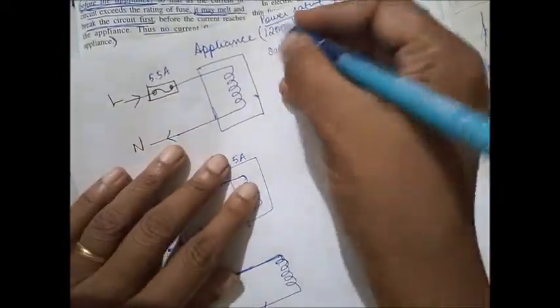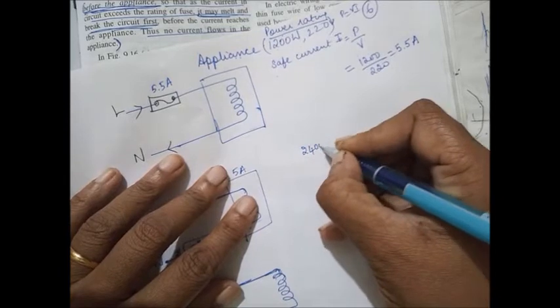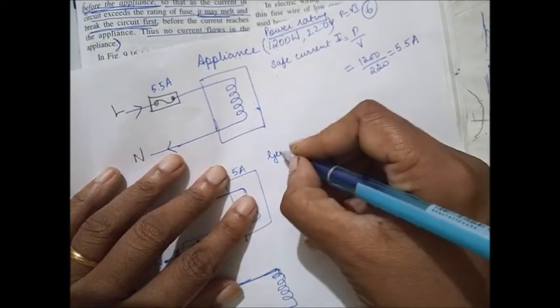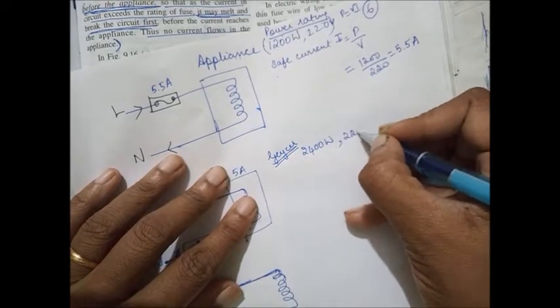Okay, now suppose there's another appliance whose power rating is say 2000, it's a geyser. Suppose imagine there's a geyser whose power rating is 2400 watt and 220 volt.